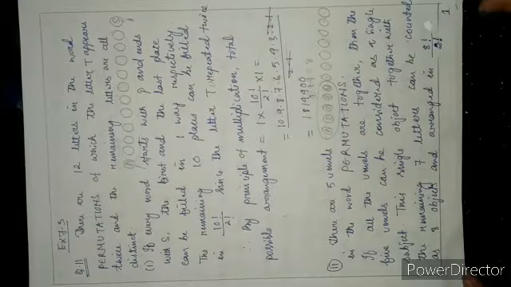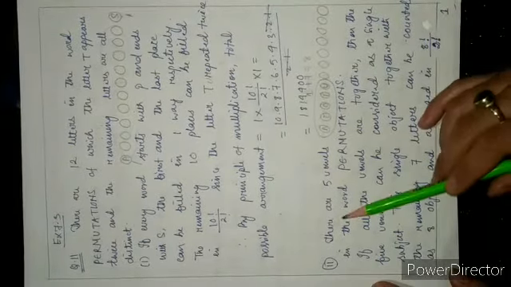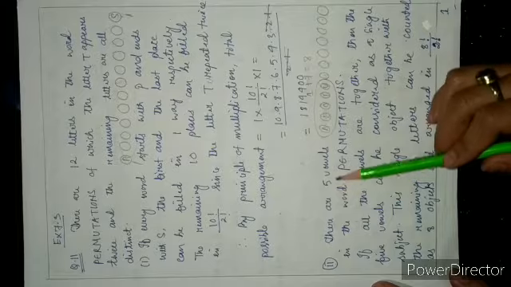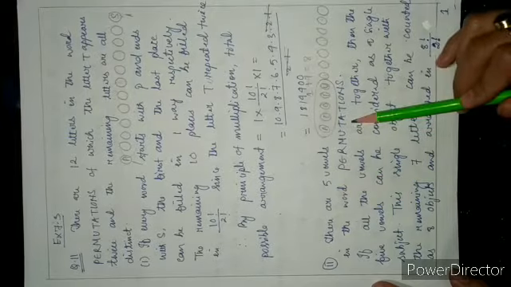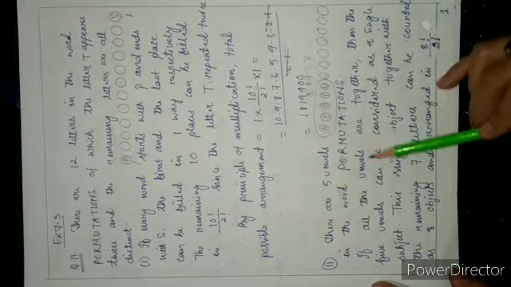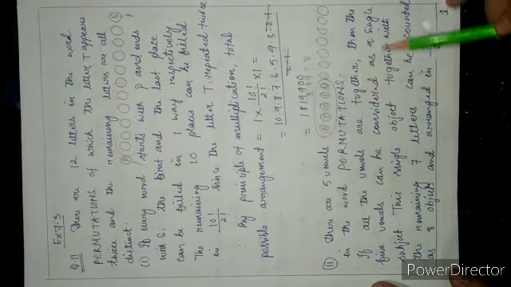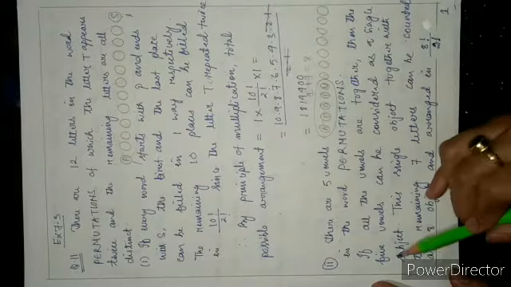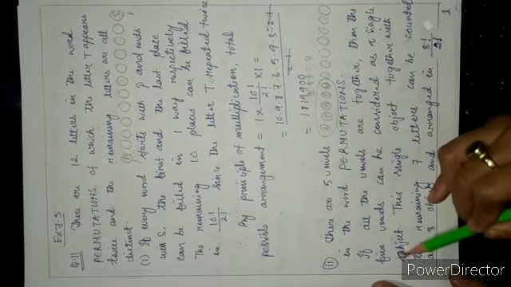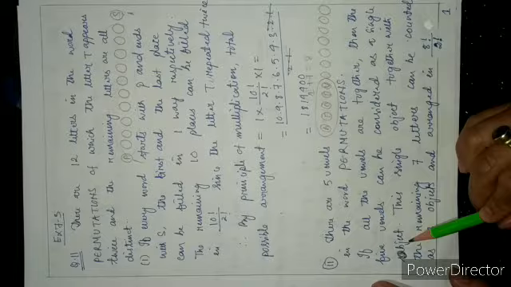If there are 5 vowels in the word permutations, if all the vowels are together, then 5 vowels can be considered as a single object.